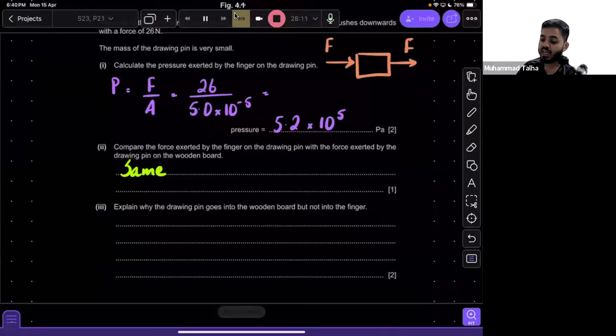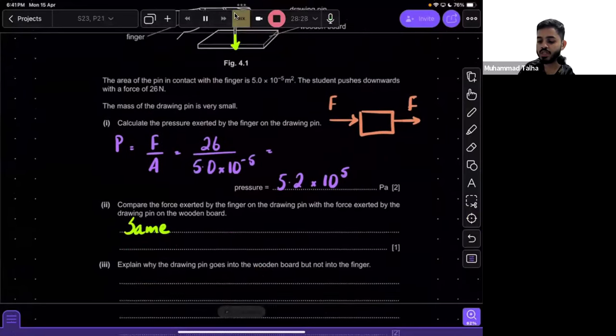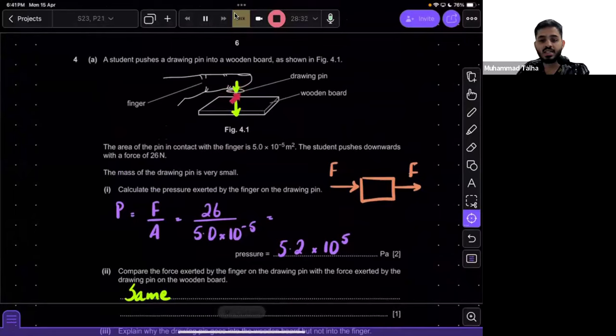Now, part 3 is to be answered keeping this in mind. Explain why the drawing pin goes into the wooden board but not into the finger. For this, you must focus on the design of the pin itself. This has a large area, whereas this one has a really small area. So the same force is applied, but where the area is more, the pressure is going to be smaller. Basic inverse proportion: the value of a fraction is always inversely proportional to its denominator. So if the area is larger, the pressure would be smaller, and vice versa. Here, since the area is smaller, the pressure is larger.